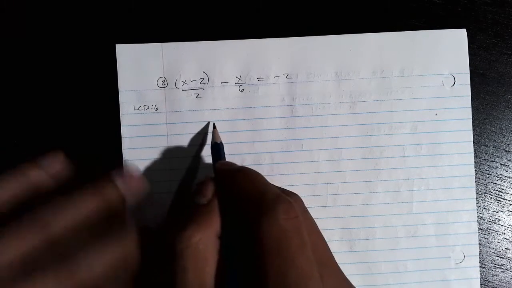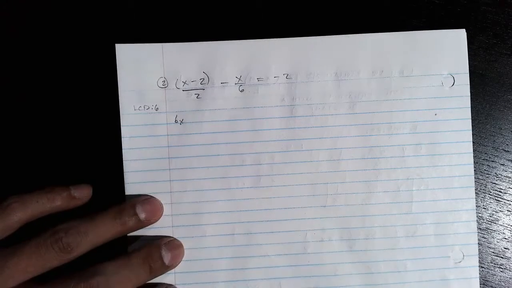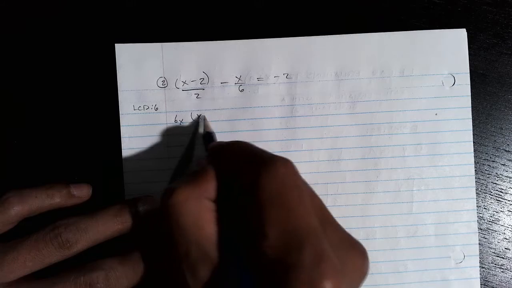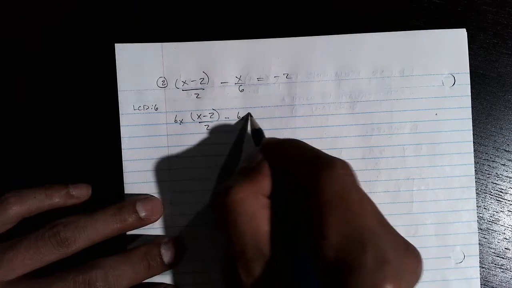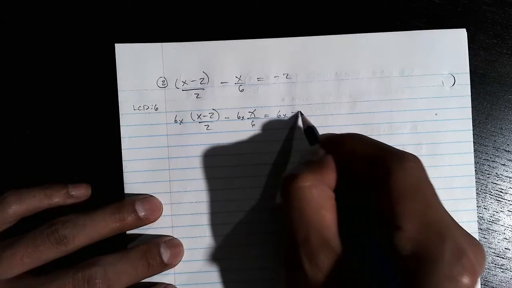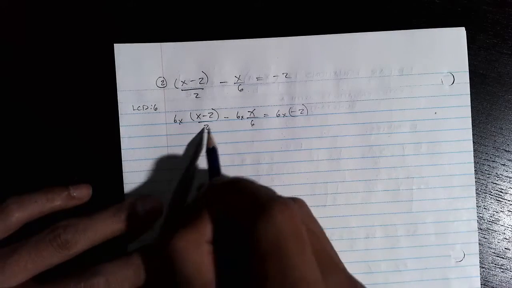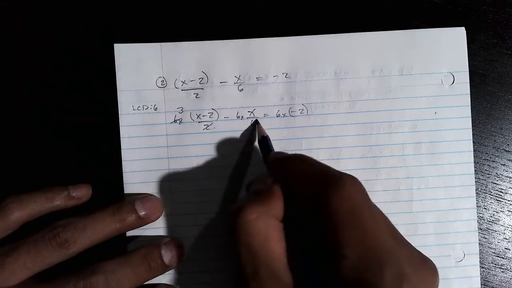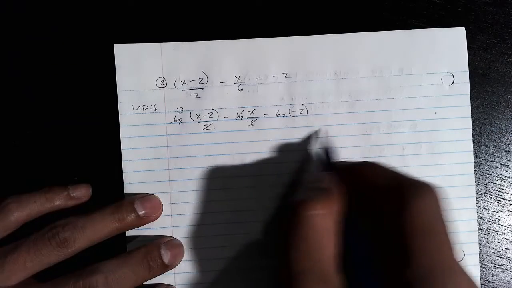So what I'm going to do is take that 6, and this time I'm just going to skip a little step here. I'm going to go 6 times x minus 2 over 2, minus 6 times x over 6, and then 6 times negative 2 on this side. So what does that do? That cancels out this 2 because 6 divided by 2 is 3. I cancel out this 6 with this 6, and on this side is just 6 times negative 2, which is negative 12.